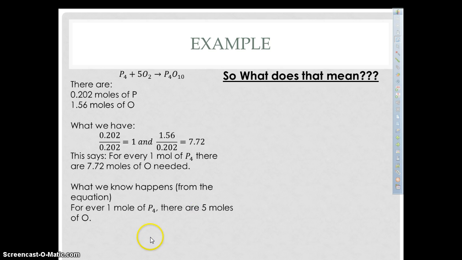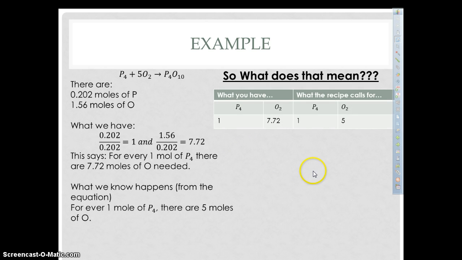Now, from the equation, my recipe, it tells me for every 1 mole of the phosphorus, the P stuff, there's going to have to be 5 moles of oxygen. Okay? In order to make the reaction completely work, it's a 1 to 5 relationship. So 1 of these, then there's 5 of these. So let's take a look at how we can set this up. And go ahead and copy down this table.